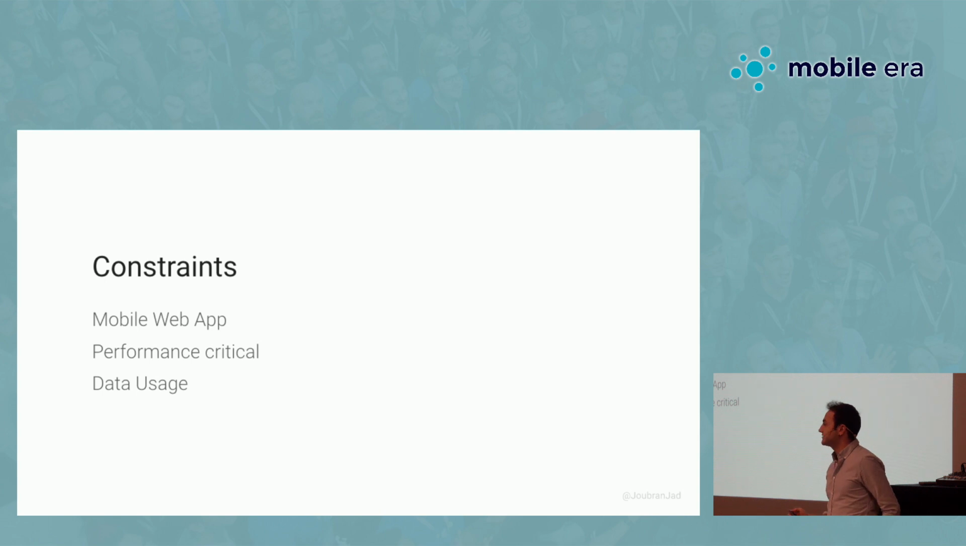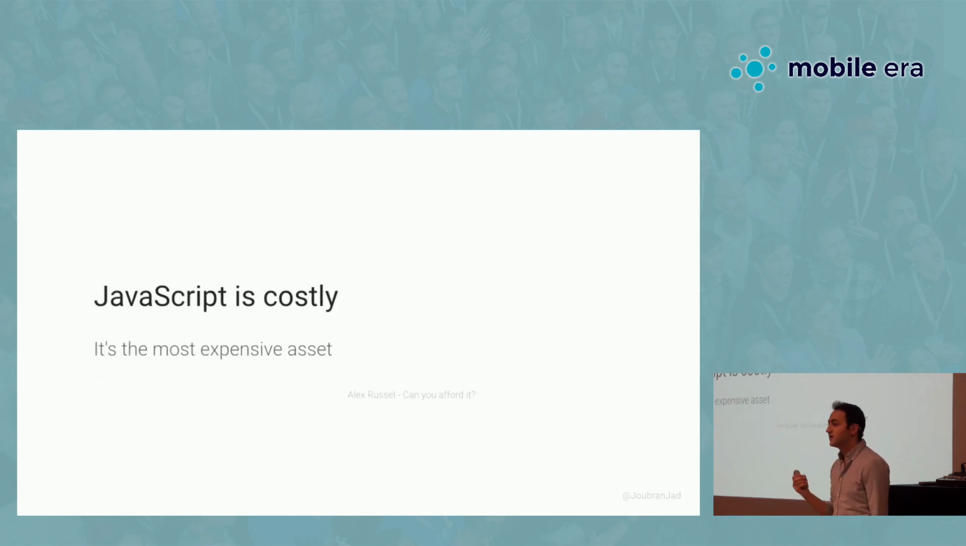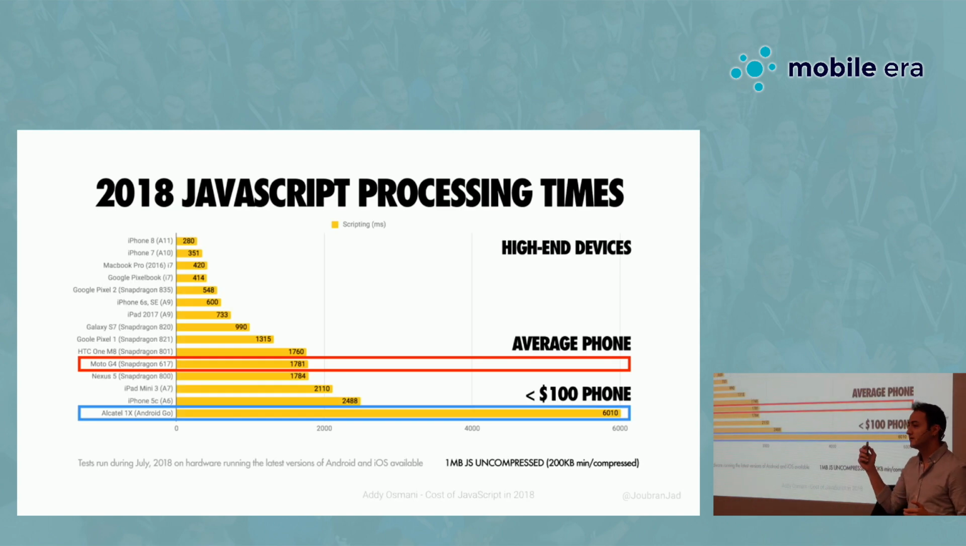So the first realization that you have to make, and the first one that I started with, is that JavaScript is costly. It's actually the most expensive asset that you're shipping. I had the same conversation yesterday in Copenhagen. I was talking about a certain library that weighs 90 kilobytes, and the person asked me, it's just 90 kilobytes of JavaScript, it's not a big deal. It's not only about downloading those 90 kilobytes, it's about also processing. Processing times on mobile are much slower than you think.